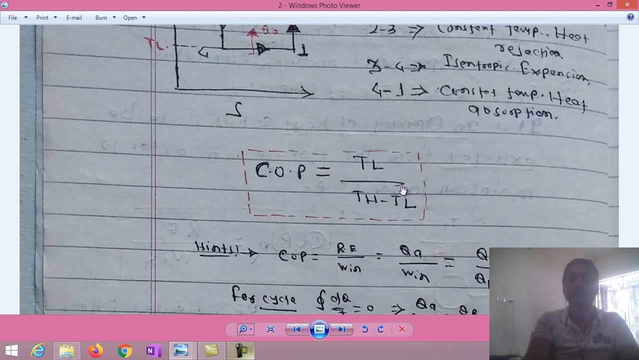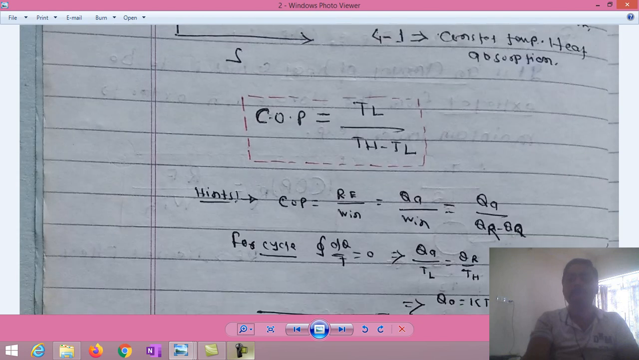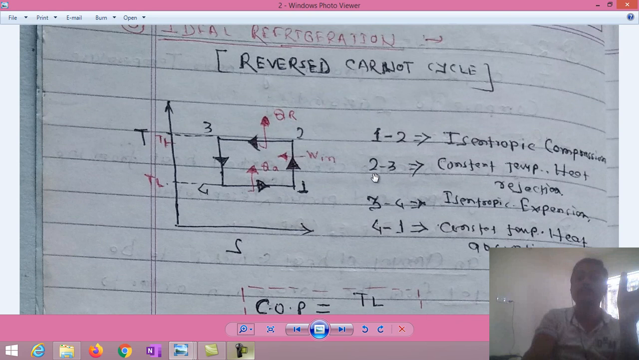COP of all refrigerators. Because this Carnot process is the Carnot refrigeration system, all 4 processes are reversible. Because this is a reverse Carnot cycle, and we know that in a Carnot cycle, all processes are reversible, we need to remember this. So what we observe here is that COP is equal to heat absorbed divided by heat rejected minus heat absorbed. This is the COP of all refrigeration systems.